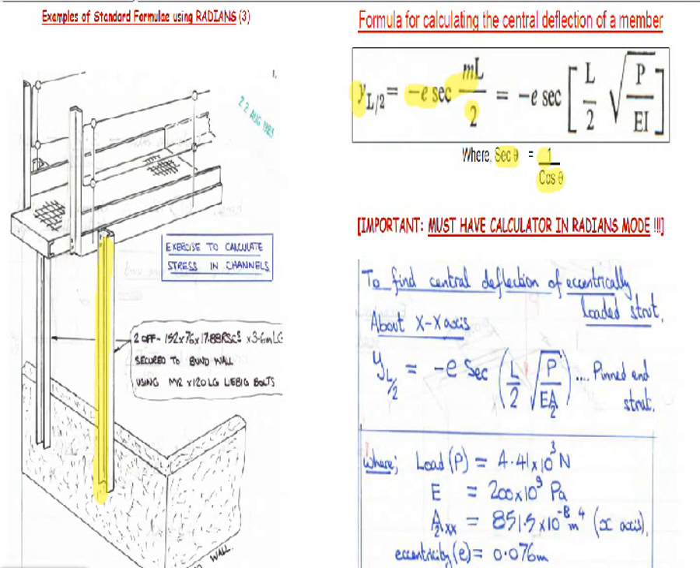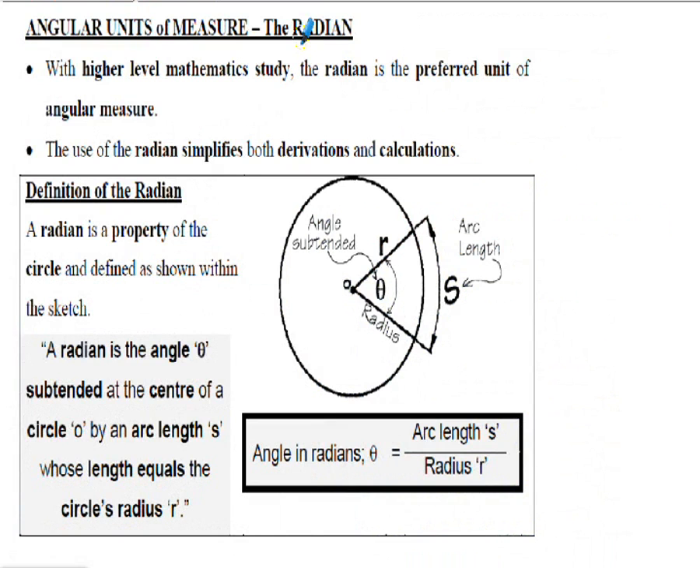In other words, what the past few slides have been showing us is that at high level study in engineering science, we often need to use the radian because the formula we're using at high level is derived in terms of radian, not degree. So in summary here, the radian is used within high level mathematics study and is the preferred unit of angular measure. The radian simplifies both derivations and calculations.